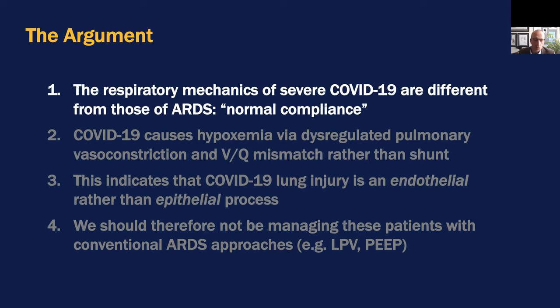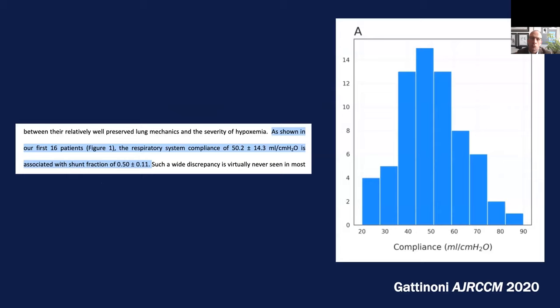normal compliance. First of all, the only data that Dr. Gattinoni had shared was in that first letter to the Blue Journal. None of the subsequent ones had any mention of it. And if you look closely at it, it doesn't actually support what he's saying. He's describing a respiratory system compliance of 50. And if you see on the histogram that's shared there, the median was between 45 and 50. He goes on to refer to this as normal, but that's not normal compliance.